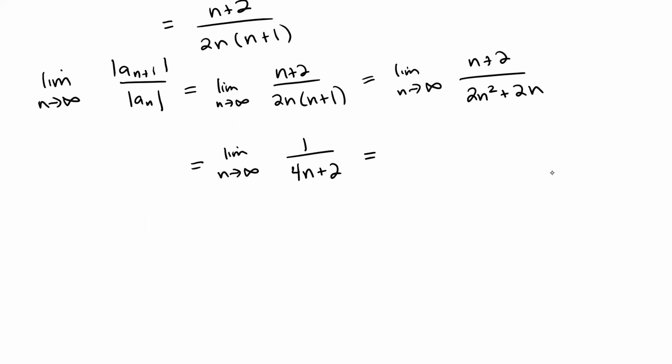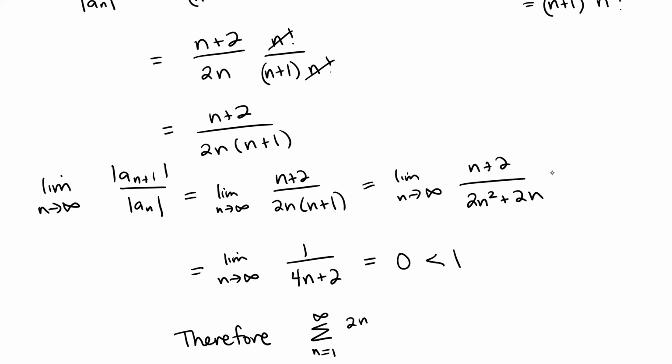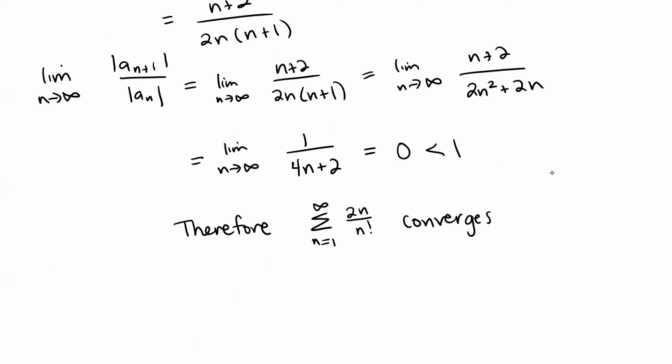So since this is equal to 0, which is less than 1, we can say that our series, the sum of 2^n over n factorial, converges, and we know this by the ratio test.